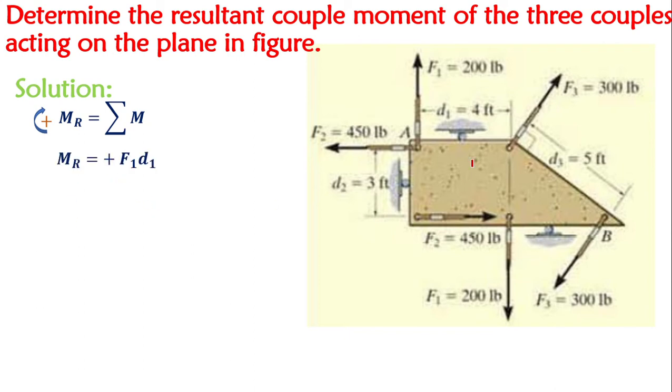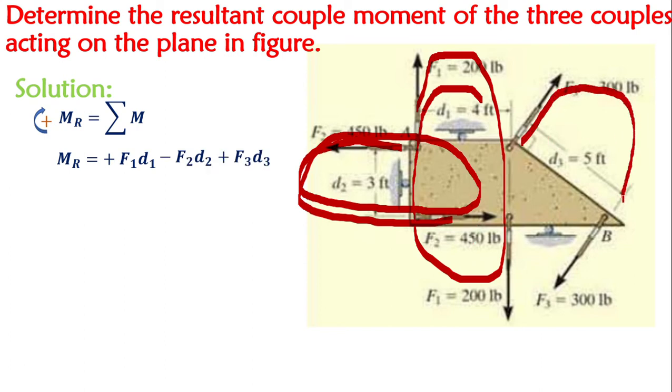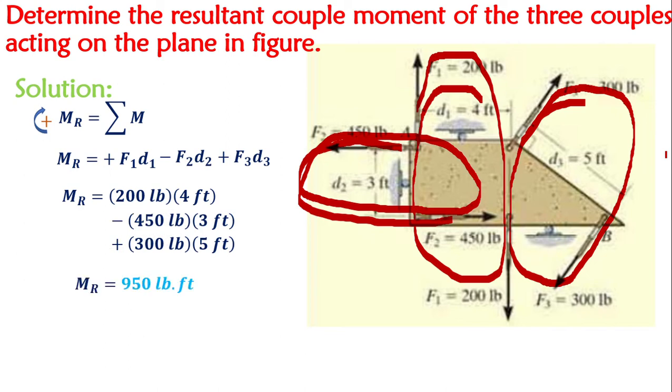We have the positive, yung ating F1, kasi parang drive, di ba? That is clockwise. So, F1. Yung F2 mo is counterclockwise. Yung F3, that is clockwise din. So, nakita mo na, sa positive. Computing for the value, we have 950 pound-feet. So, yun yung makukuha mong resultant couple moment. Okay.